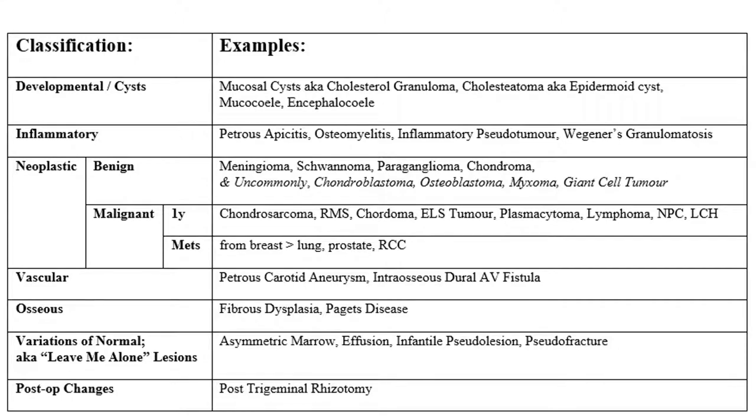There's a classification of all of the Petrous apex lesions that basically goes according to the different types. Developmental or cystic lesions, inflammatory, neoplastic, being both benign and malignant, and within the malignant ones, even metastases to the Petrous apex, and then vascular lesions, osseous lesions, and variations of normal anatomy, which are called leave-me-alone lesions because they really aren't normal anatomy, and some postoperative changes. I'm not going to go through all of them, but certainly the main ones we can quickly run through, and then an overview of treatment at the end.